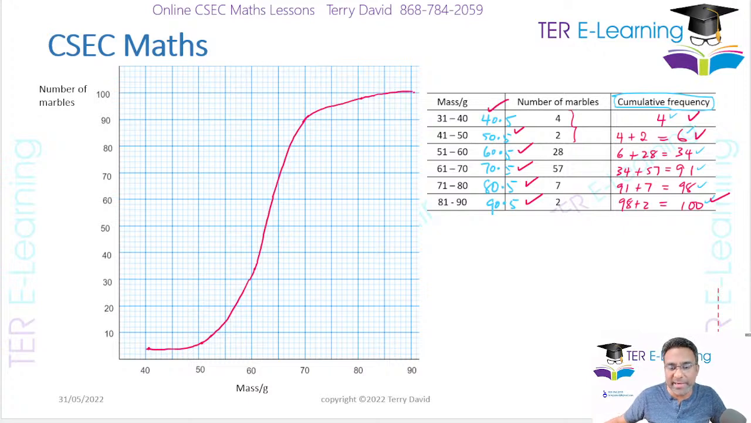Right, so that's my curve there. So you all need to be able to plot. So it's upper class boundary we're using. Upper class boundary. That's what we're plotting here, right? So that's my curve. Now let's see what else we need to figure out.